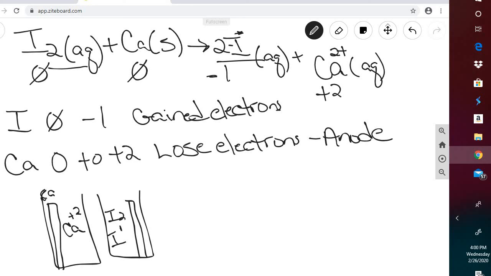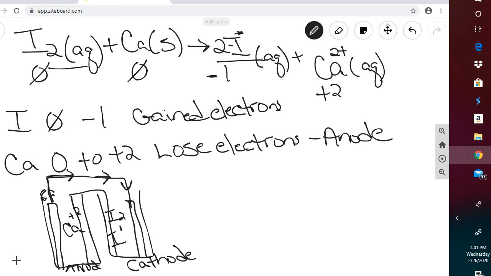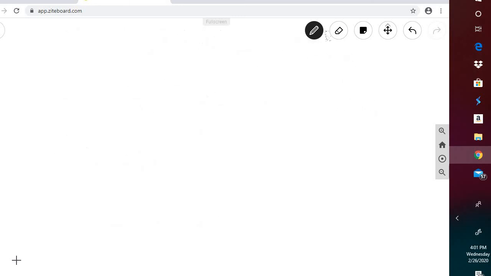And then the electrons are going to leave here, and they're going to flow through the wire and into the cathode. So this is the anode. This is the cathode. And those electrons are going to flow in this direction. And then just throw your salt bridge in there, like that. Okay, so that is number 4B. Okay, number 5 says balance the following redox reactions.